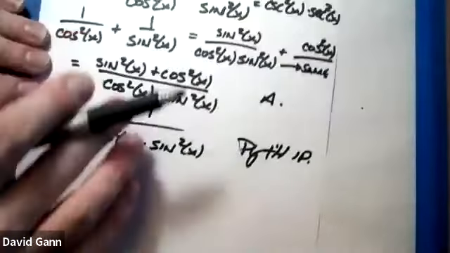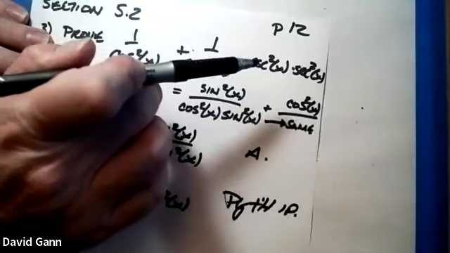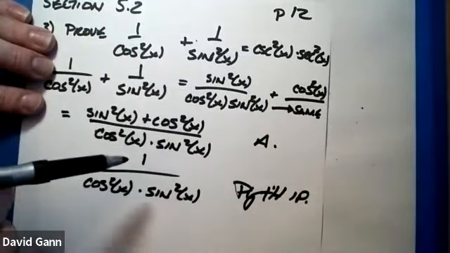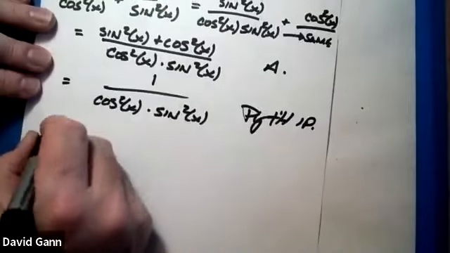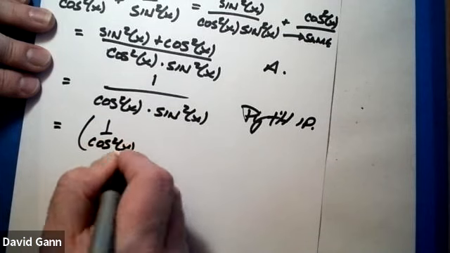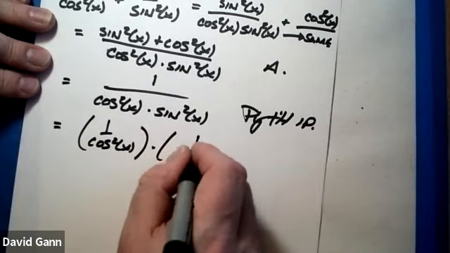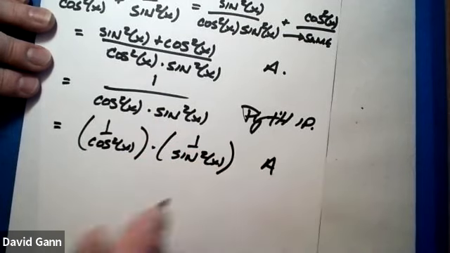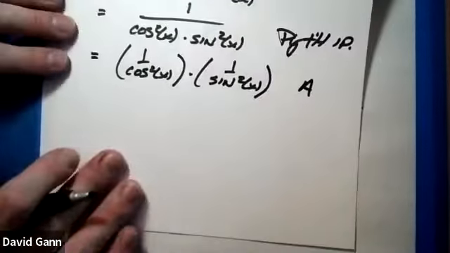And this is looking very similar to where we wanted to get to, right? We just have to do a little bit of manipulation. I'm going to break this into two products. So this is 1 over cosine squared of x times 1 over sine squared of x. Again, this is a purely algebraic step.